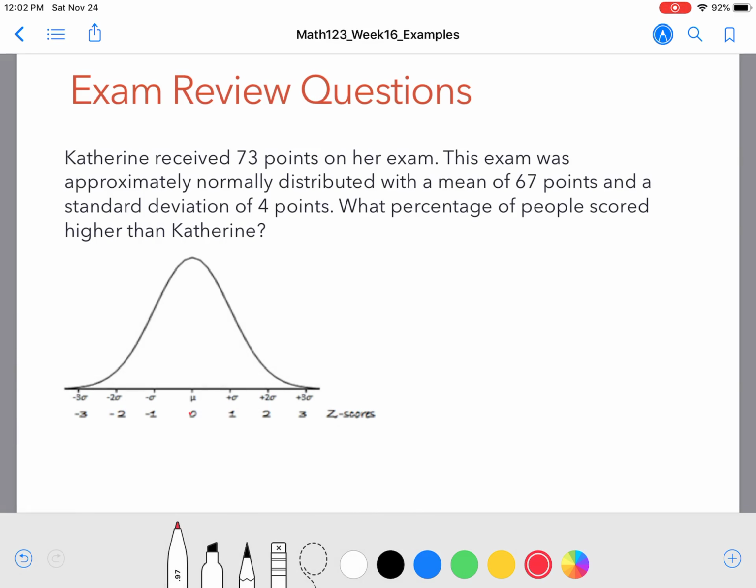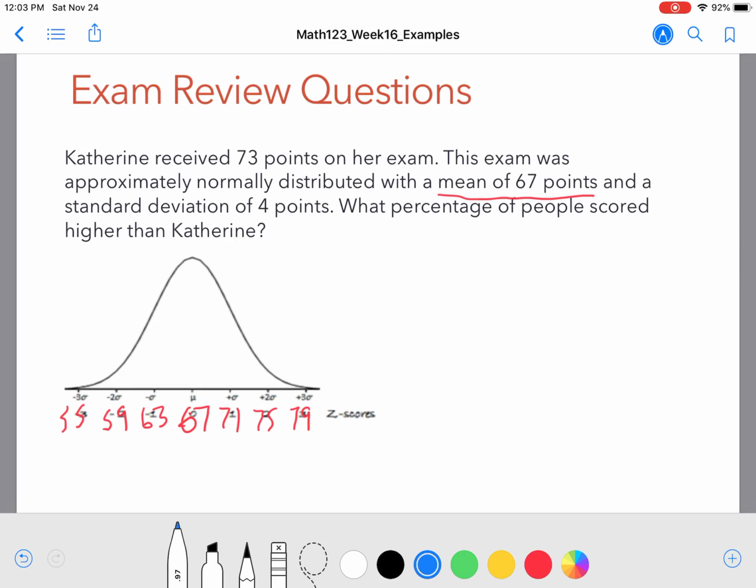Okay, so in the middle, I'm always going to put my mean, which in this case, it tells us the mean is 67 points. So that means 67 is going to go here. And then I always add going one direction and subtract going the other direction. So I'm going to add 4, so I get 71, add 4 again, 75, add 4 again, 79, and then subtract as well. So 67 minus 4 is going to be 63, minus 4 again is 59, minus 4 again is 55. All right, so there is my little picture, kind of.